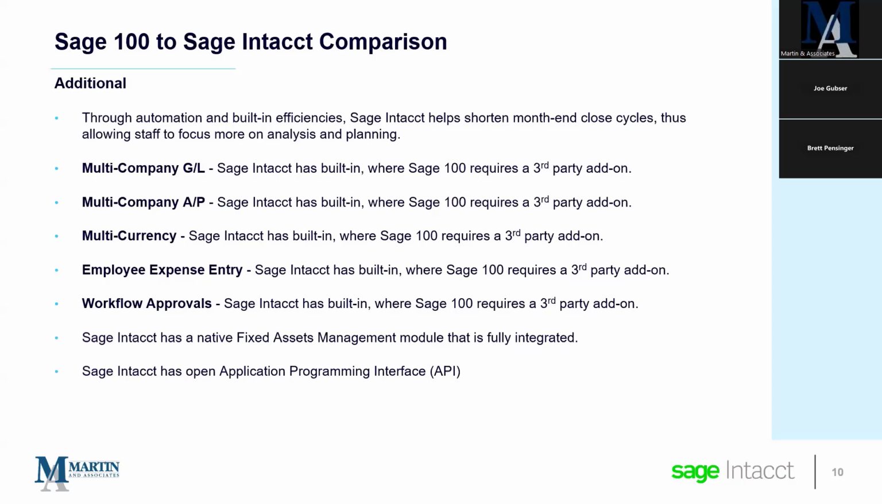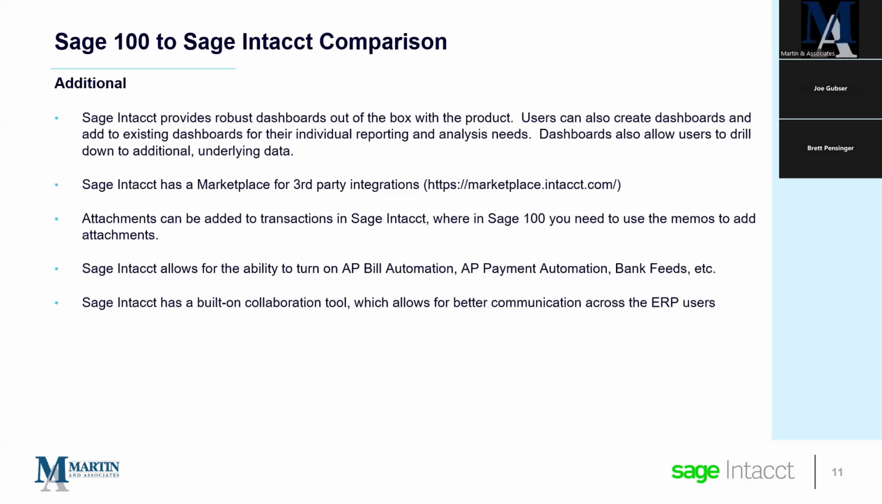Sage Intacct has a native fixed assets module that's fully integrated. It just shows up as a module in the menus. It integrates right in with your AP, where you can create assets right from your AP and all that good stuff. And then last little difference here is Sage Intacct has an open application programming interface, or API, for doing some integrations, where that's not necessarily the case inside of Sage 100.